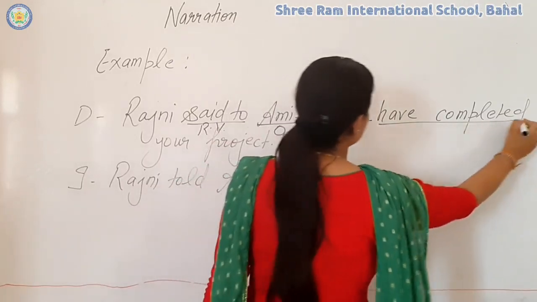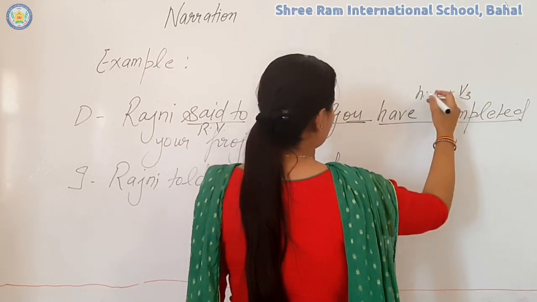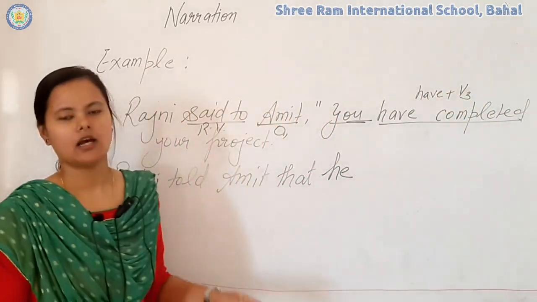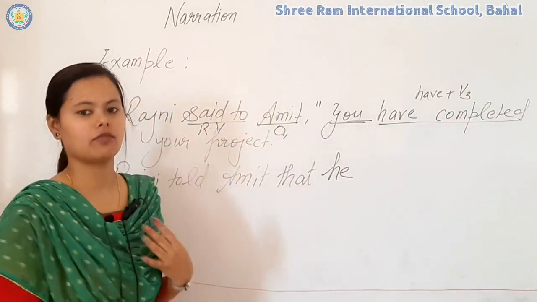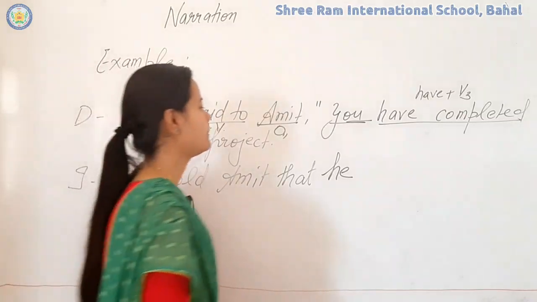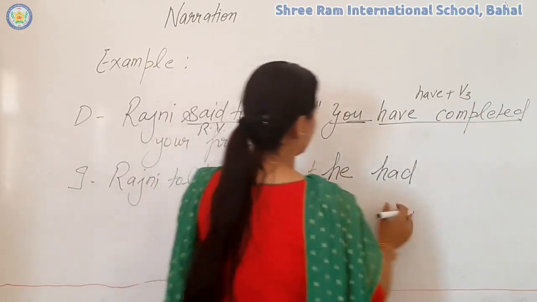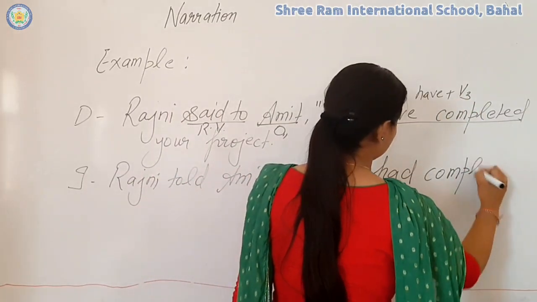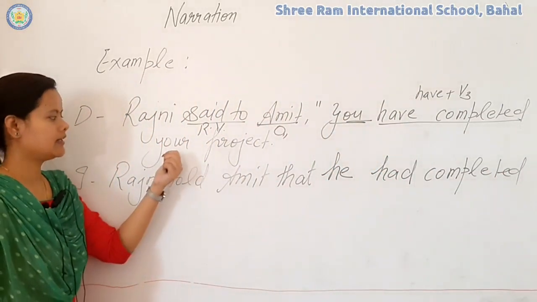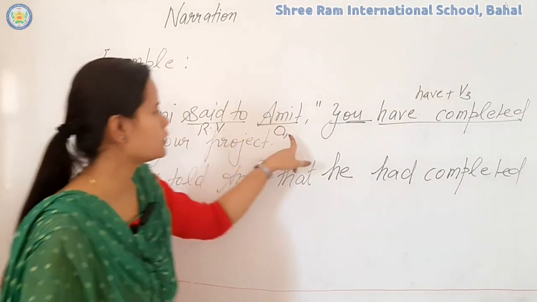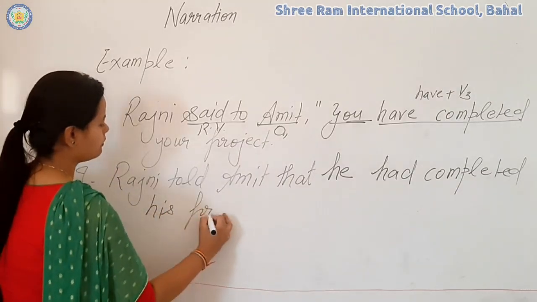Now have is used here plus V3. It means which tense is it? It is present perfect tense. And if there is present perfect tense, then you have to change it into past perfect tense. And what is the helping verb of past perfect tense? The helping verb is had plus V3. Already V3 is there. That he had completed your. Your is a second person pronoun. It will be changed according to Amit. So your will change into his. His project.